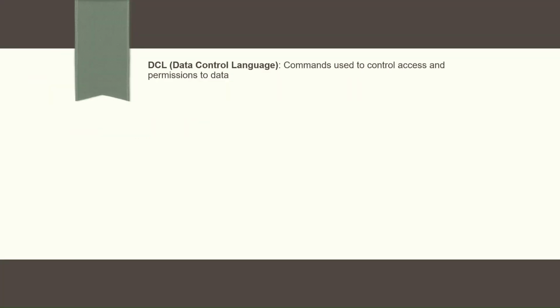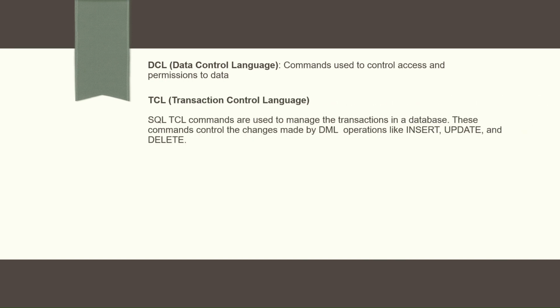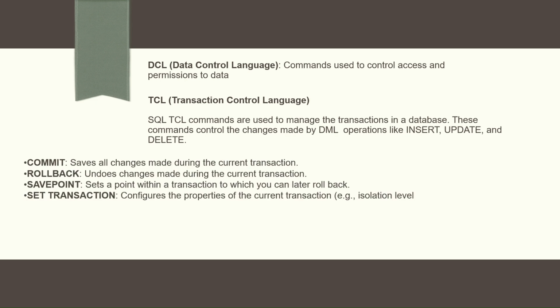Next command is DCL, data control language. This command is used to control access and permissions to data. Next is TCL commands. TCL commands are used to manage the transactions in a database. These commands control the changes made by DML operations like insert, update, and delete. The main TCL commands are commit, rollback, save point, and set transaction.